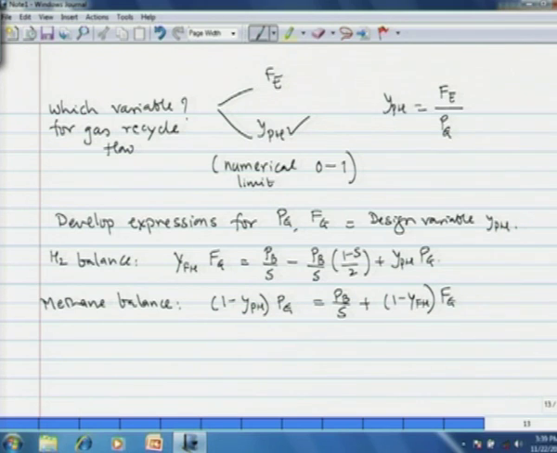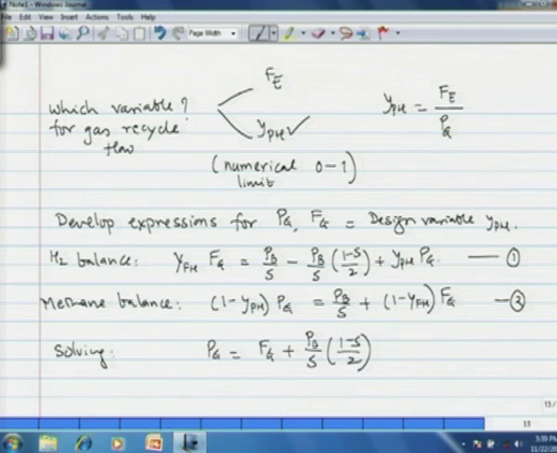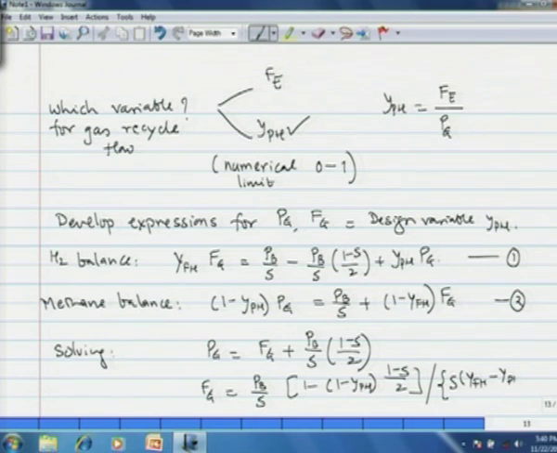Okay. Now, we have essentially two equations with two unknowns, Fg and Pg, and now if we solve them, if we just add the two expressions, then we get Pg equal to Fg plus Pb by S into 1 minus S by 2, and then if we solve for Fg, we get Pb by S into 1 minus YPH into 1 minus S by 2, divided by S into YFH minus YPH.